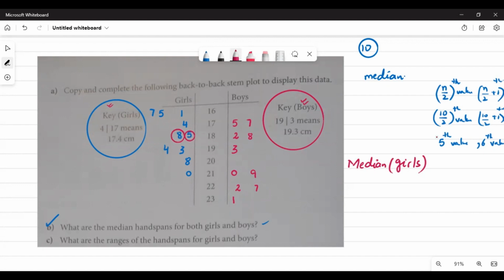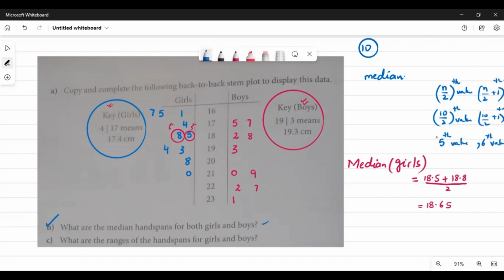So I can write here, my median for the girls: my fifth value is this one and my sixth value is this one in the data. I will write it as 18.5 plus 18.8 divided by 2. I will get the answer for the median, that is 18.65.